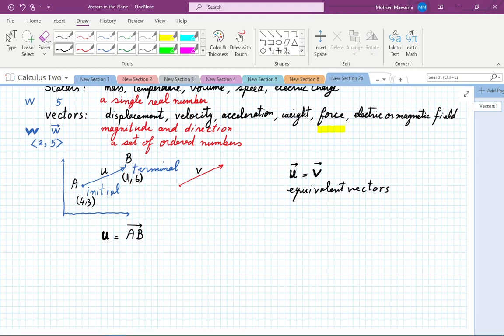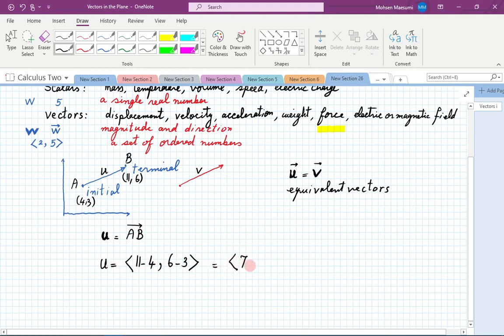In what ways are we going to refer to the vector uv? One of them is to say I've gone from 4 to 11, so I have a displacement of 11 minus 4 as my horizontal displacement, and 6 minus 3 as my vertical displacement. So here my vector u can be described this way, and if I simplify it, this becomes 7 and 3.